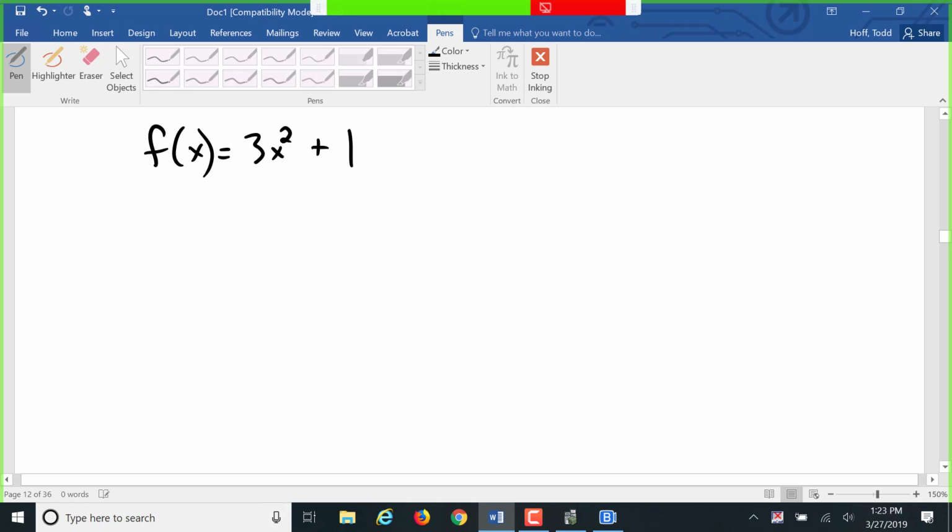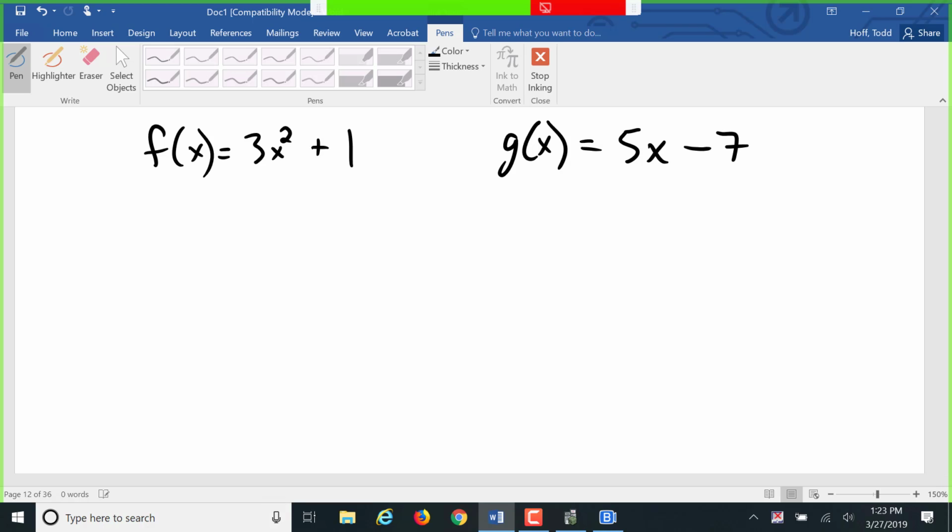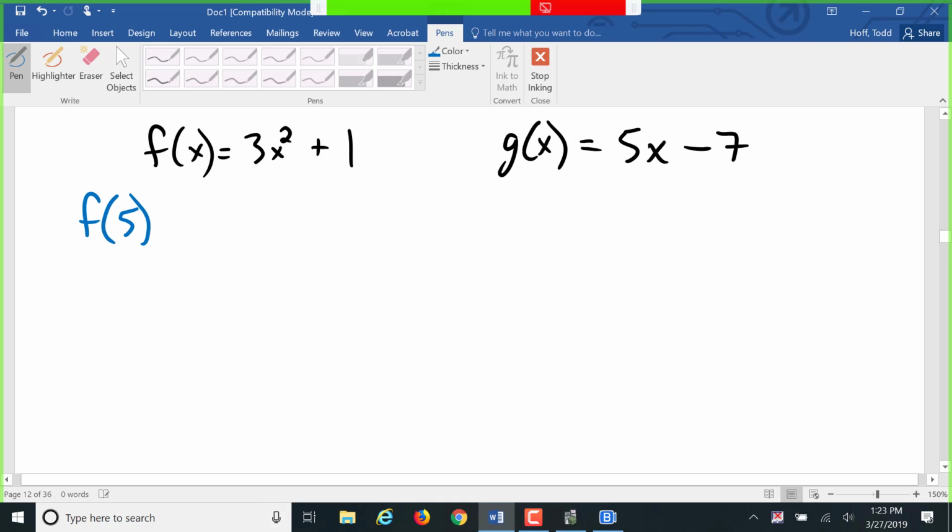So if I say f of x equals 3x squared plus 1, and g of x is 5x minus 7, I might ask you, what is f of 5? How would I find that?